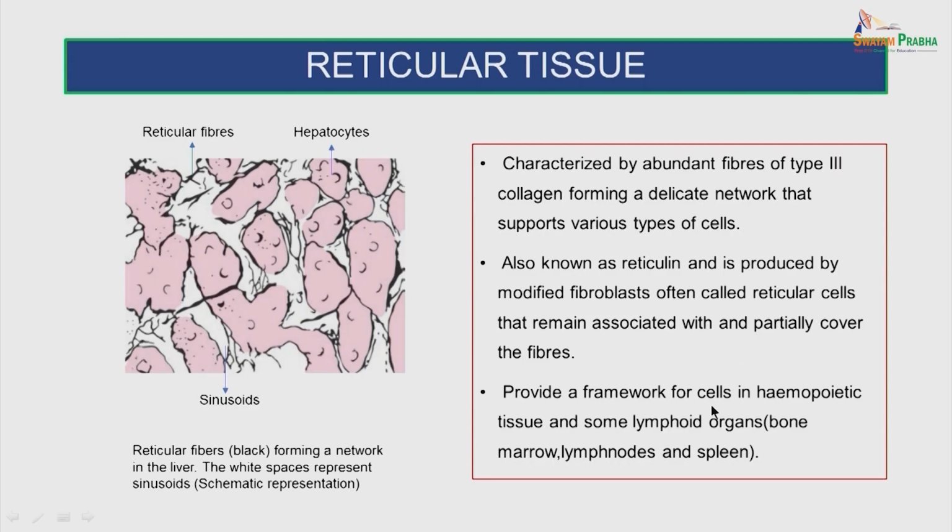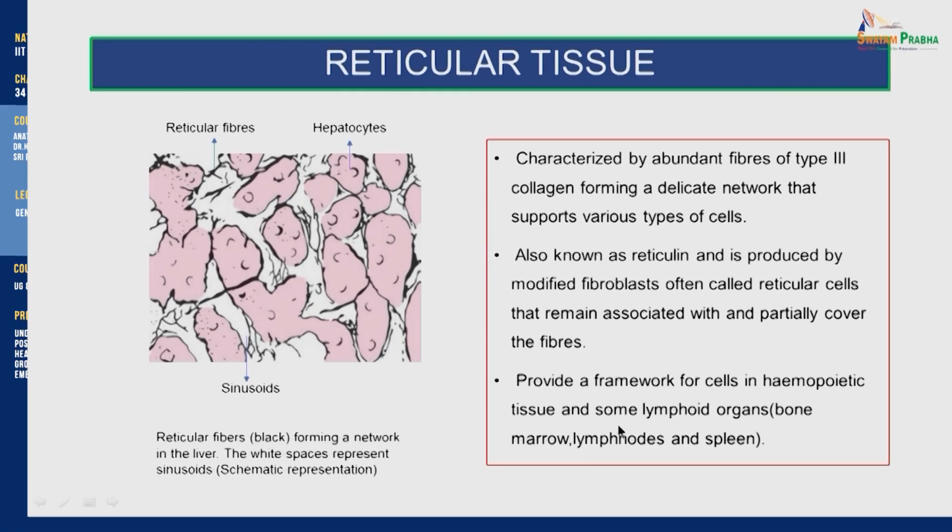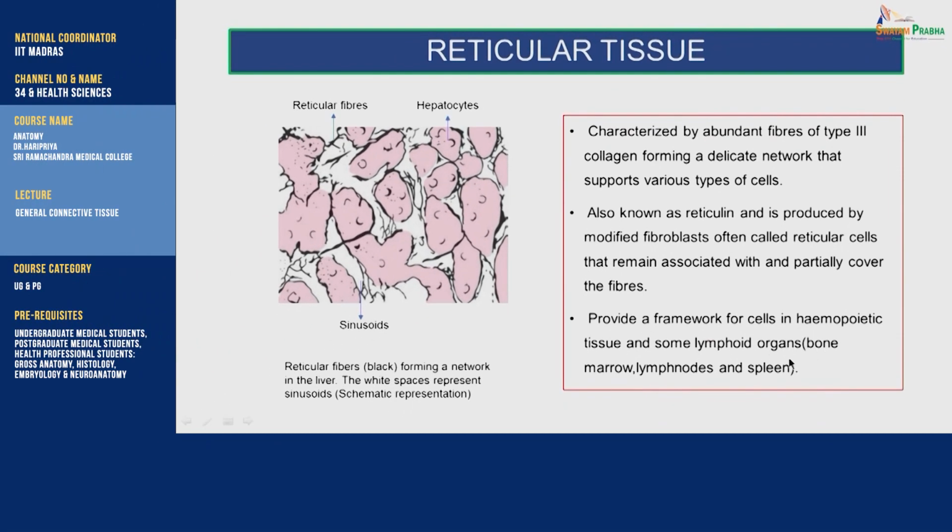They provide a framework for the cells in hemopoietic tissue and some lymphoid organs, the bone marrow, lymph nodes, and spleen. So these are the reticular fibers forming a network in the liver. The white spaces represent the sinusoids.